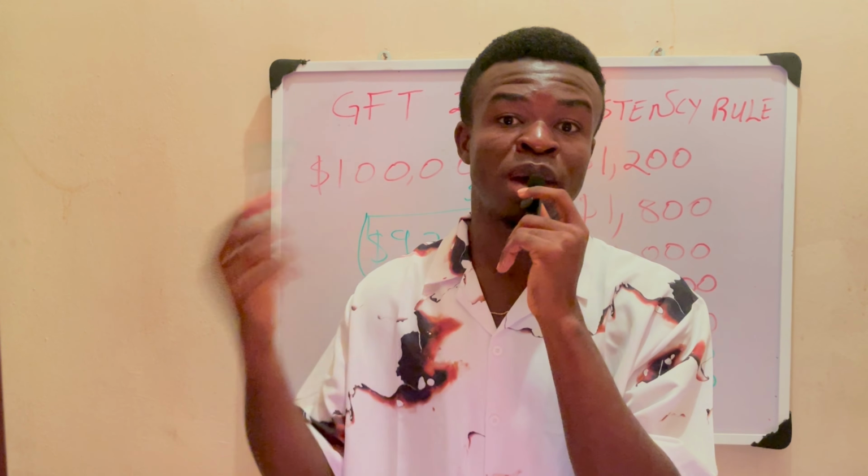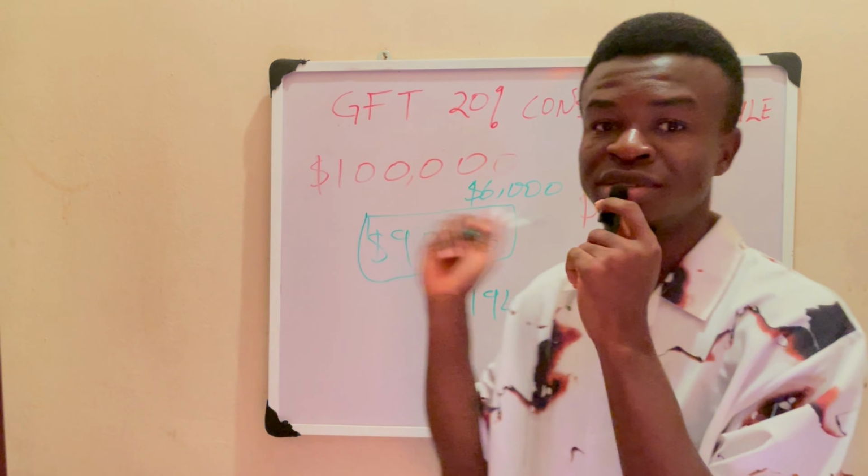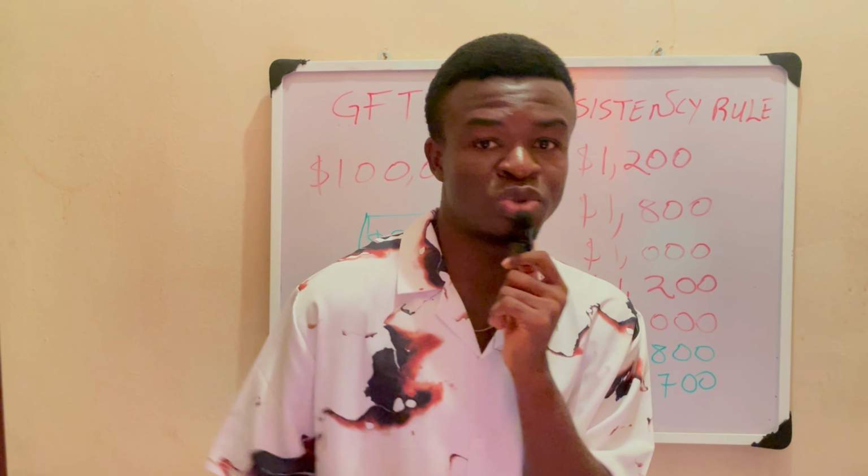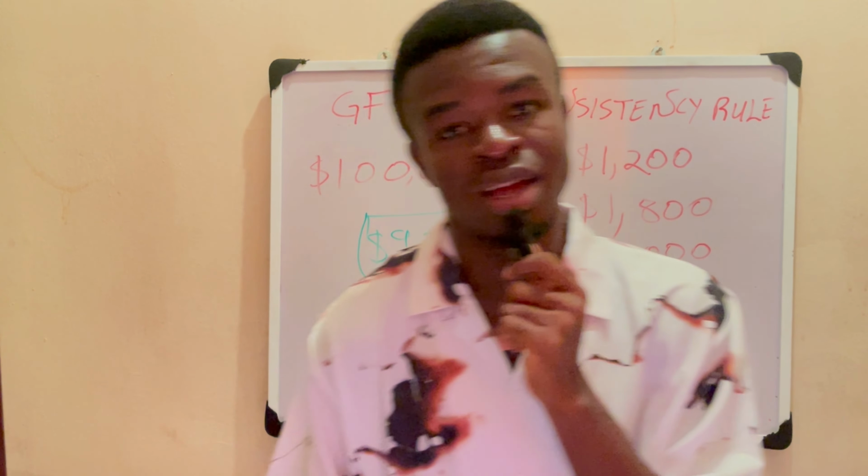But if you want to buy and pay later challenge, that's where you start using this consistency rule. So this is just all for the 20% consistency rule if you're trading with GoFunded Trader. Are you getting me, guys?